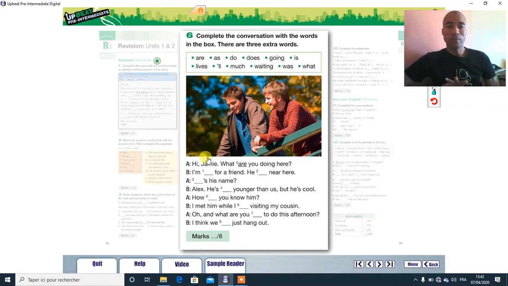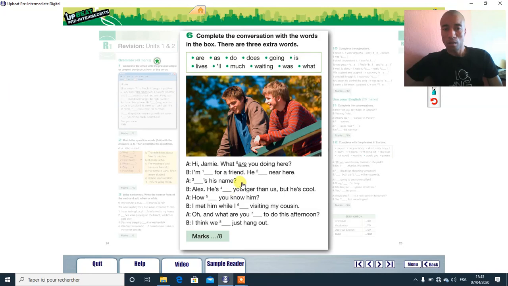So here we have a conversation, and the question says complete the conversation with the words in the box. There are 3 extra words. So it means that 3 words are not going to be used in our conversation here. So we have are, as, do, does, going, is, leaves, will, much, waiting, was, and what.